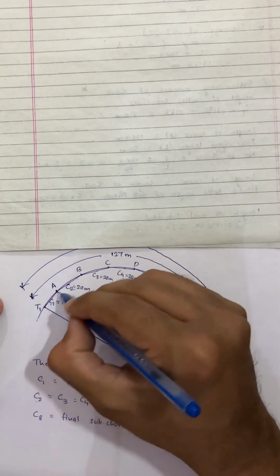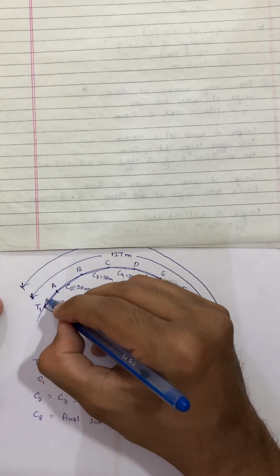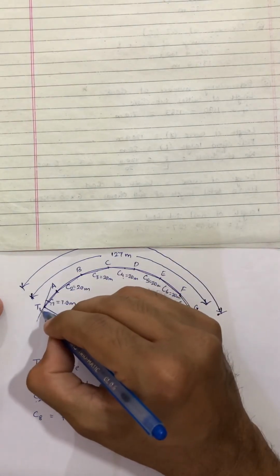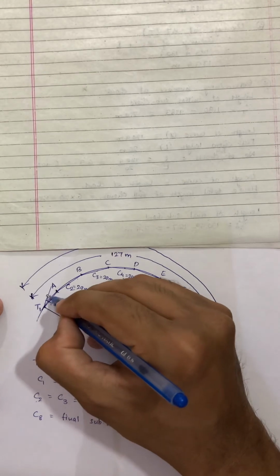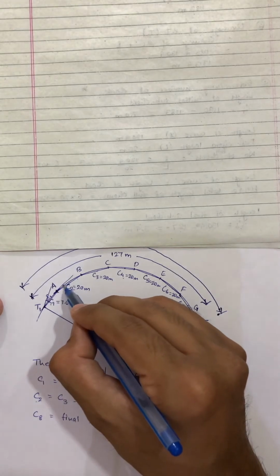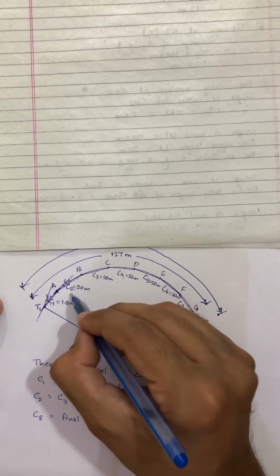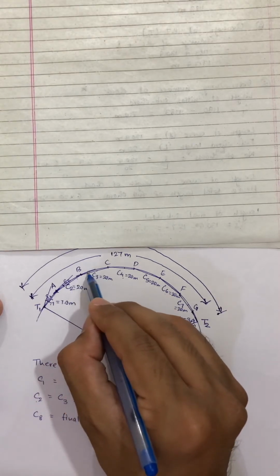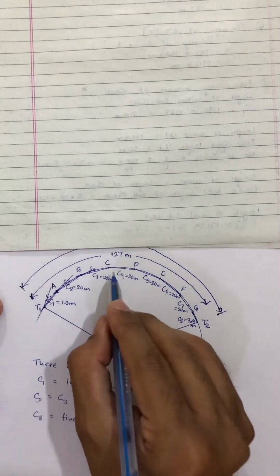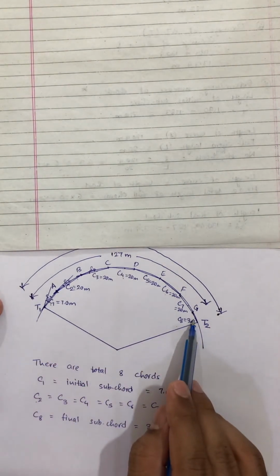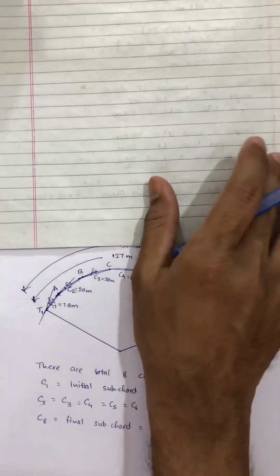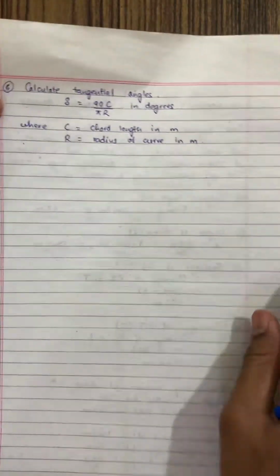Suppose this is chord C1. This chord C1 will have a tangential angle, and this del 1 we have to calculate. Similarly, there will be a tangential angle del 2 for this chord C2, and again one tangential angle, suppose this is del 3, for this value C3. So similarly there will be 8 tangential angles that we have to calculate, because there are 8 chords. Now let us see how to calculate the tangential angles.